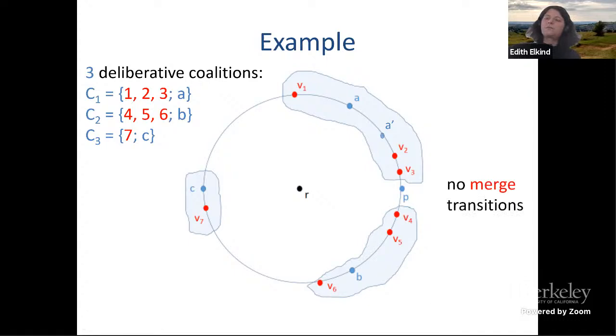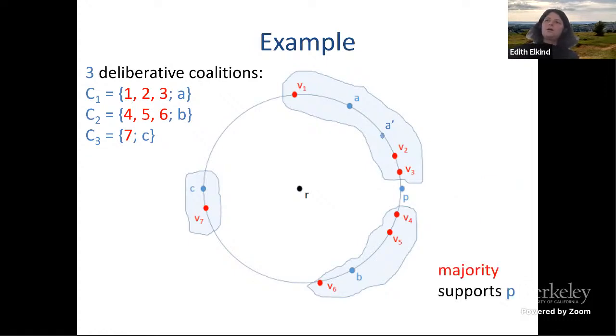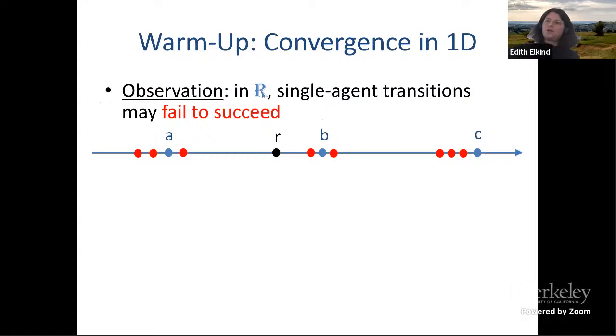Another thing to note is that there are no merge transitions here. No two collisions can merge. For instance, these two large collisions: there isn't any point among my proposal points that they could merge around. It's not the case that they can all merge around P, because V1 and V6 don't like P. They're closer to R than they are to P. So merge transitions are not possible, even though P is majority supported.